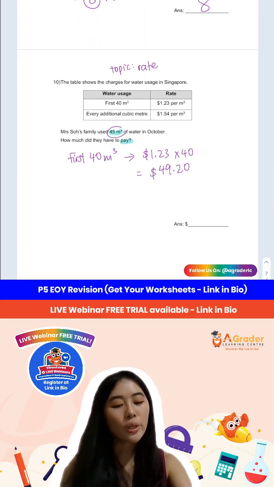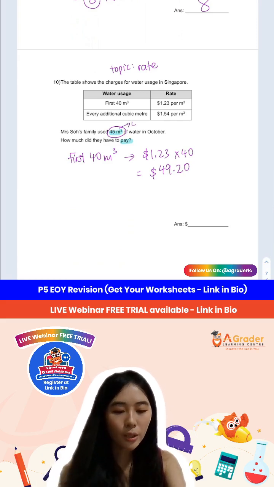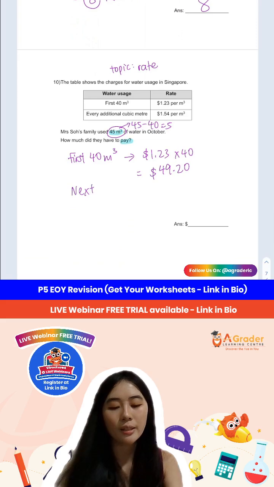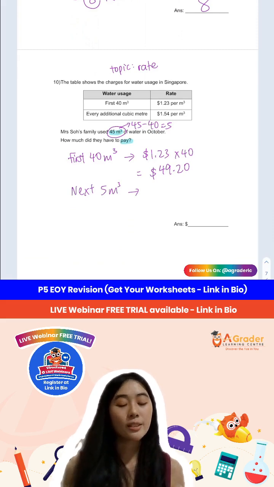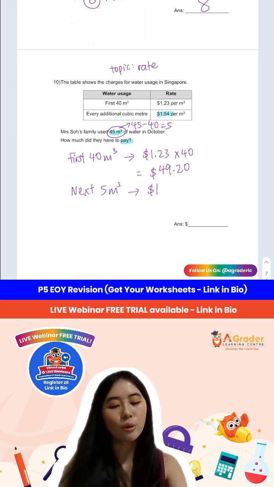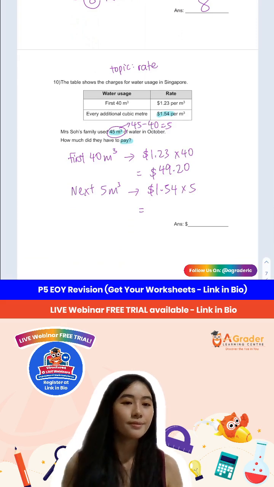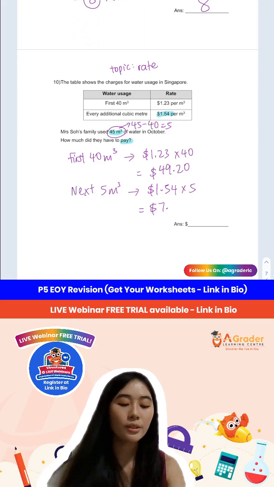All right, so we already counted the first 40, right? So you still need another 5 more cubic meter, okay? Because 45 minus 40 equals 5. So let's count for the next 5 cubic meter. Now for your next 5 cubic meter, it is a different price, okay? So it is now $1.54. Then you times 5. So if you calculate this, you would have gotten $7.70.